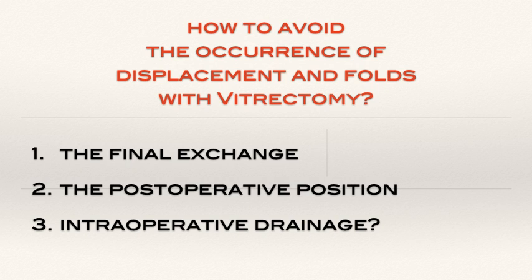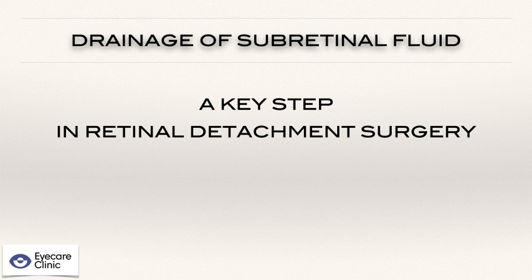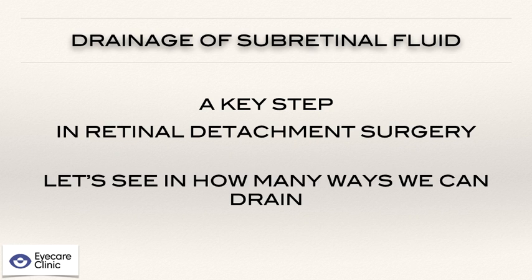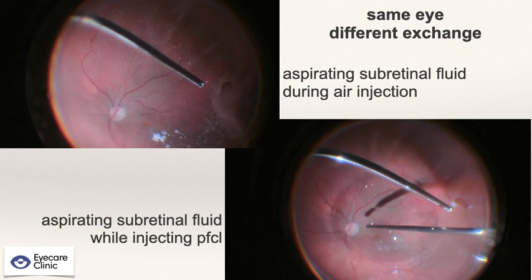When operating a primary retinal detachment with vitrectomy, the key steps that lead to displacement and folds are the modality of the final exchange, the postoperative position, and the modality of drainage. So drainage of subretinal fluid is certainly a key step in determining the results of retinal detachment surgery, not just anatomical but mostly functional. Let's see in how many ways we can drain.